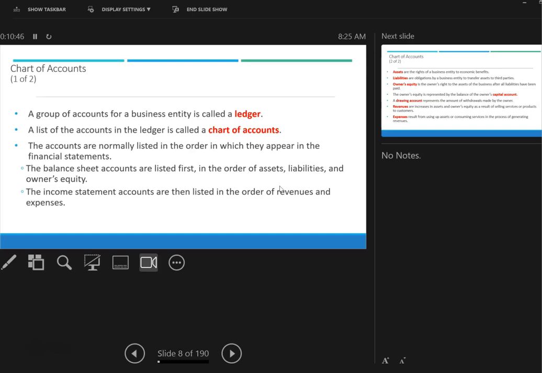In my business, I have rent expense. Some businesses who own their buildings wouldn't have rent expense. So each company is unique in what types of accounts they need for their transactions. The accounts are normally listed in the order in which they appear in the financial statements. We'll talk about that in a minute when it makes sense to you. The balance sheet accounts are also listed in the order they're presented in the balance sheet. And then we have the income statement accounts.